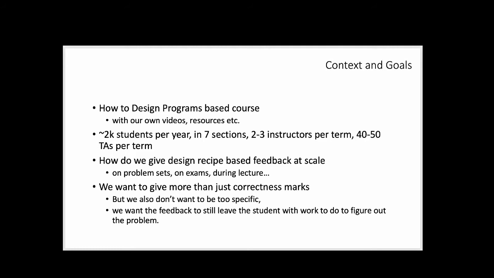Because we want the students to be able to use the feedback to figure out what's wrong in kind of the same way that they would if a teaching assistant said to them, I'm not sure that your signature is correct. We don't want to say what it should be. We want to say kind of where to look. So how does our approach work?